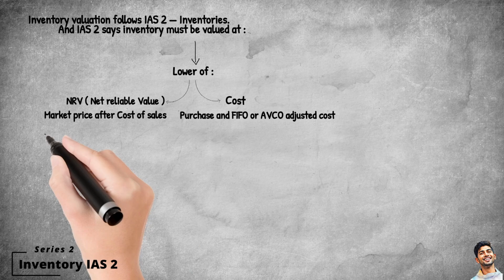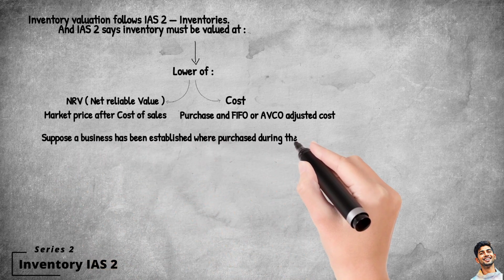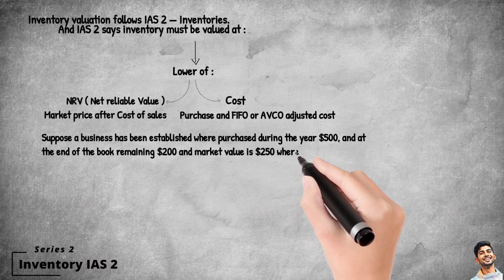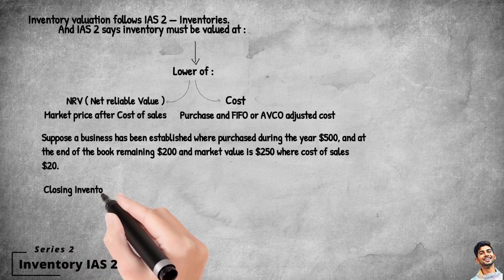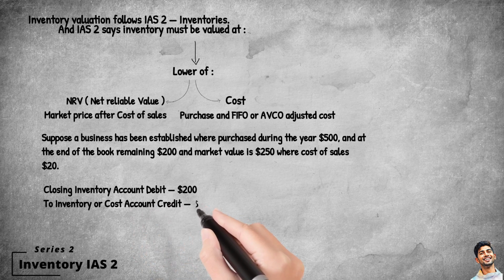We will cover those in detail later. For now, let's focus on the adjustment entries. Suppose a business has been established where purchases during the year are $500, and at the end of the year the remaining inventory is $200, and the market value is $250, where cost of sale is $20. At the year end, the closing inventory is carried at $200.